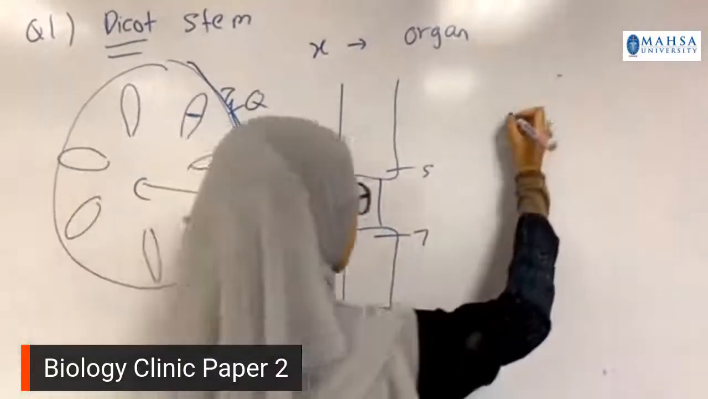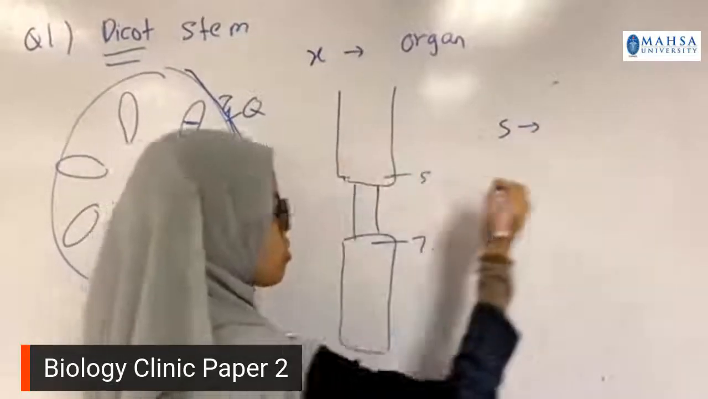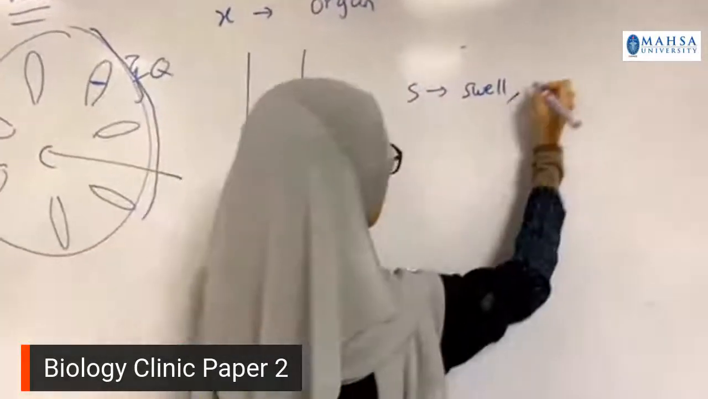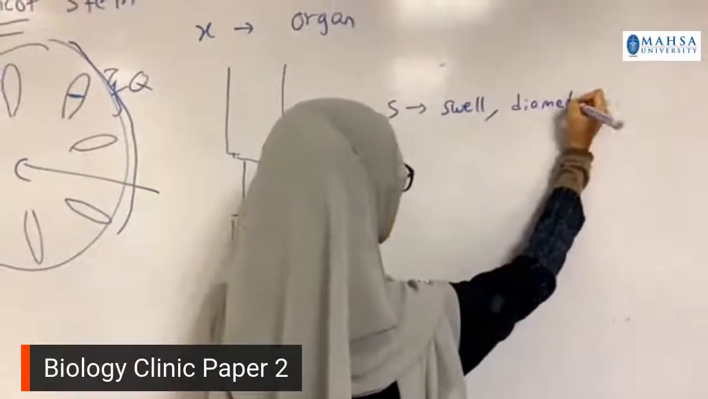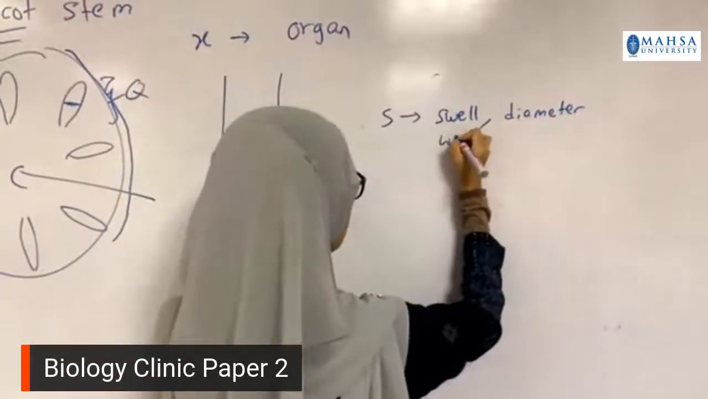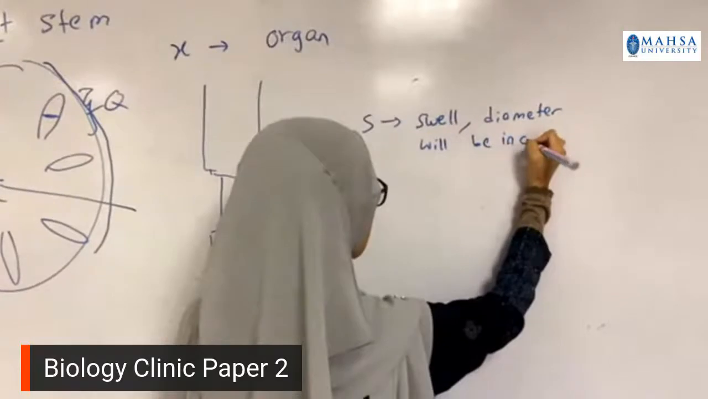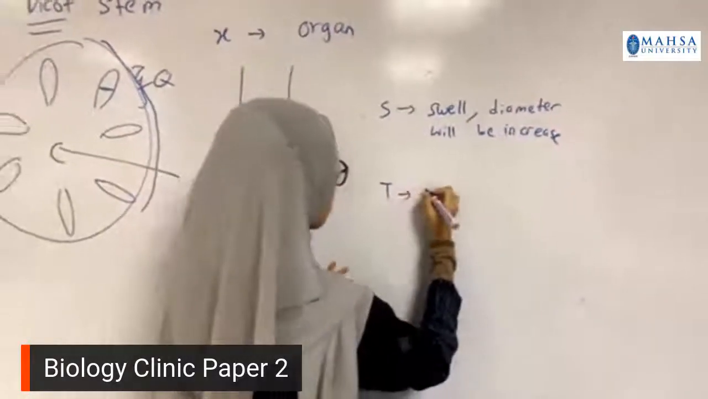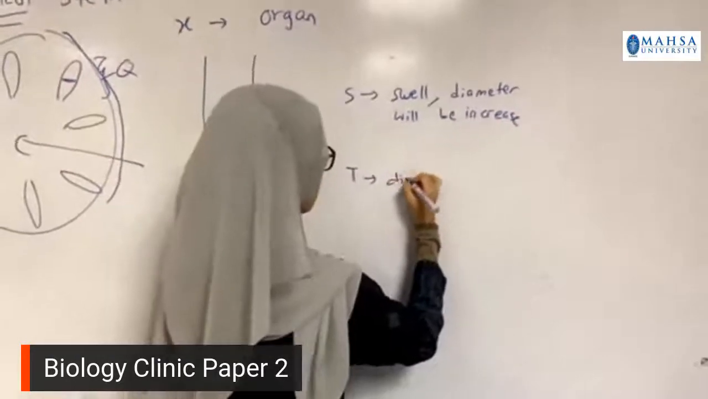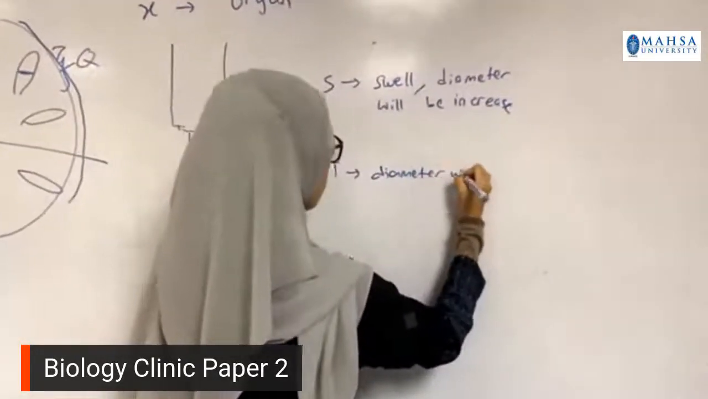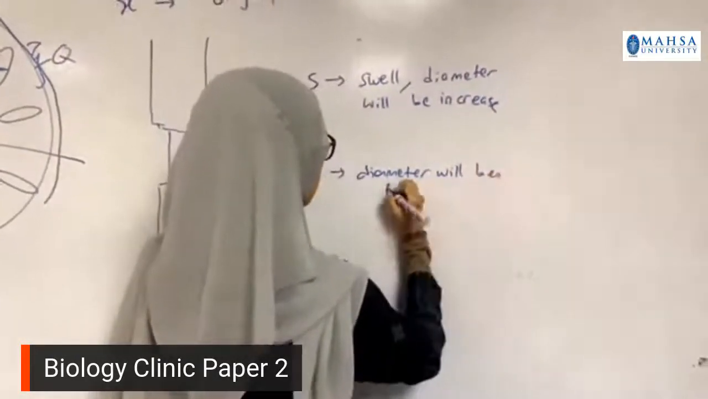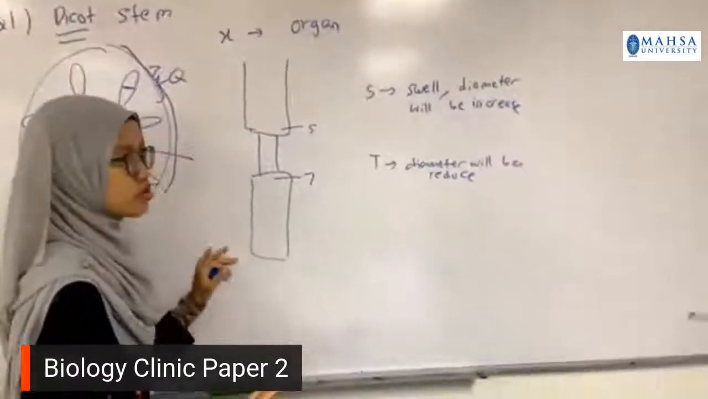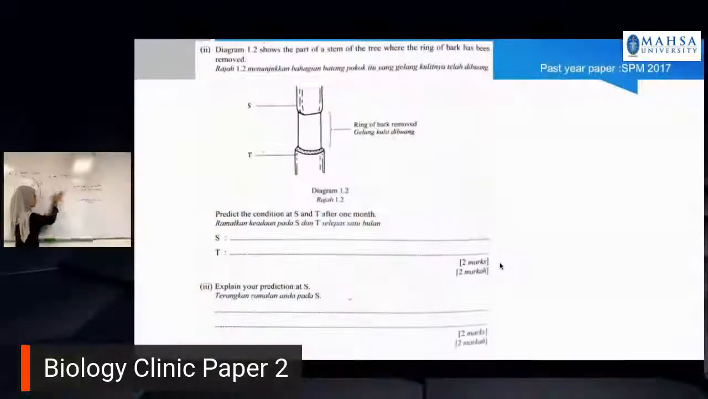So you can write that at S, this part is going to swell. You can write, for example, swell, or you can write the diameter will be increased. That one is for S. For T, the answer will be the diameter will be reduced. So the next question is you need to explain why this happens.